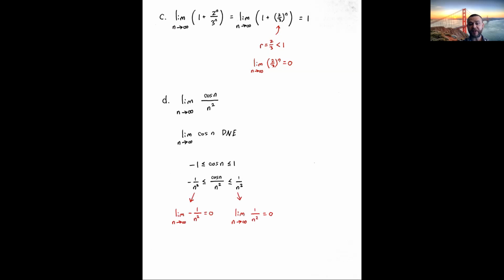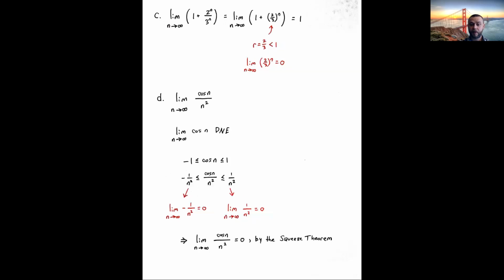If we notice the limits on the left and right, -1 over n squared and 1 over n squared, they both approach 0. The squeeze theorem then tells us that the thing in the middle, the limit for cosine of n divided by n squared, also has to approach 0.